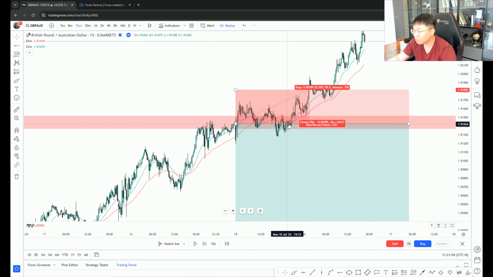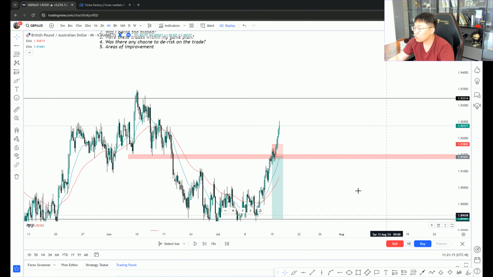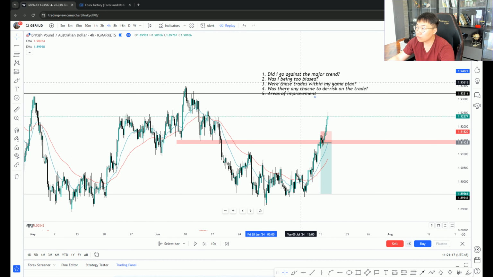But not long after, price decided to defend at 191.43, and it just continued pushing higher. So we took a loss on pound Aussie on our first trade last week. So what can we potentially improve here? Go through our 5 points.